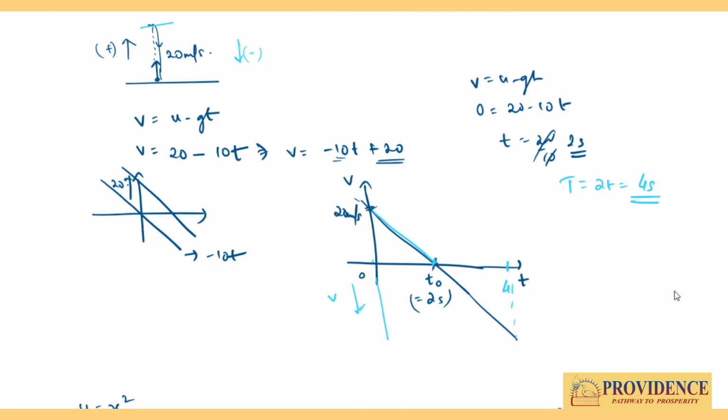From 2 seconds to 4 seconds, the velocity is gradually increasing, right? But it's increasing in the downward direction. So the entire value will be present in the negative v side. So this is how we can find out.